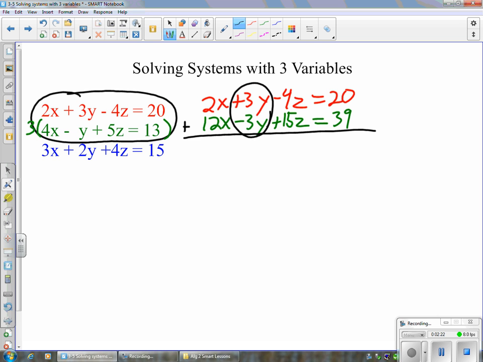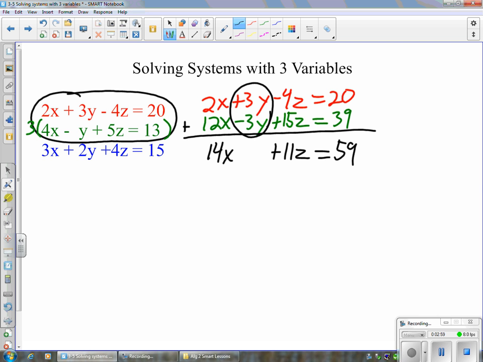Here we go. 2x's plus 12x's is 14x's. My 3y and minus 3y cancel out. Minus 4z plus 15z is going to be a plus 11z equals 20 plus 39, which is 59. So now notice what it leaves me is another equation. It has two variables.